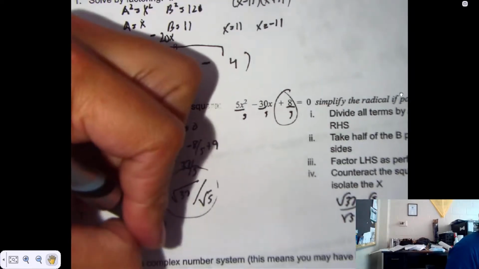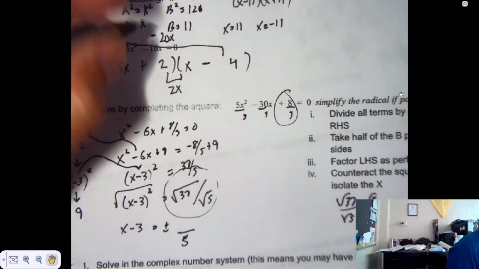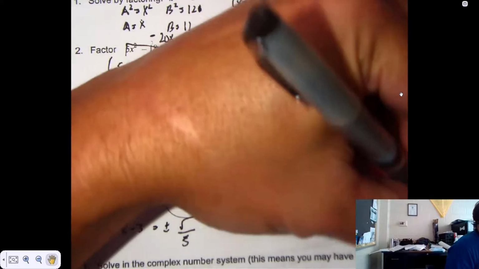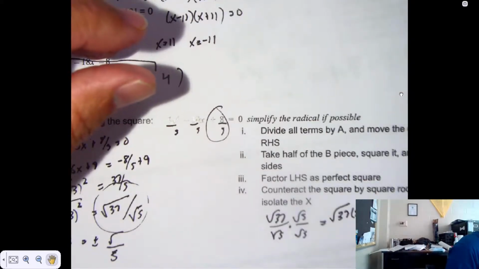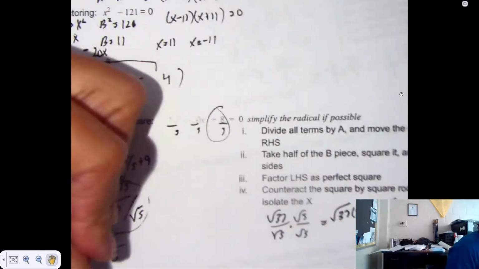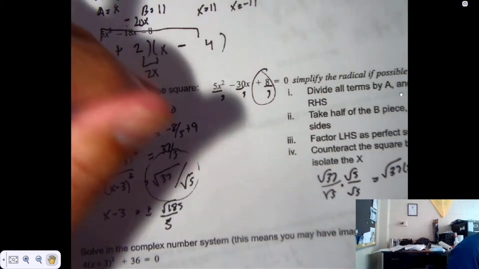Now, the bottom will become a 5. The top is the product of 37 and 5, which is 185. So it becomes a root of 185. Now that thing right there, I'm almost certain is prime. Its factors are 37 and 5, so it's prime. You can't simplify that radical.